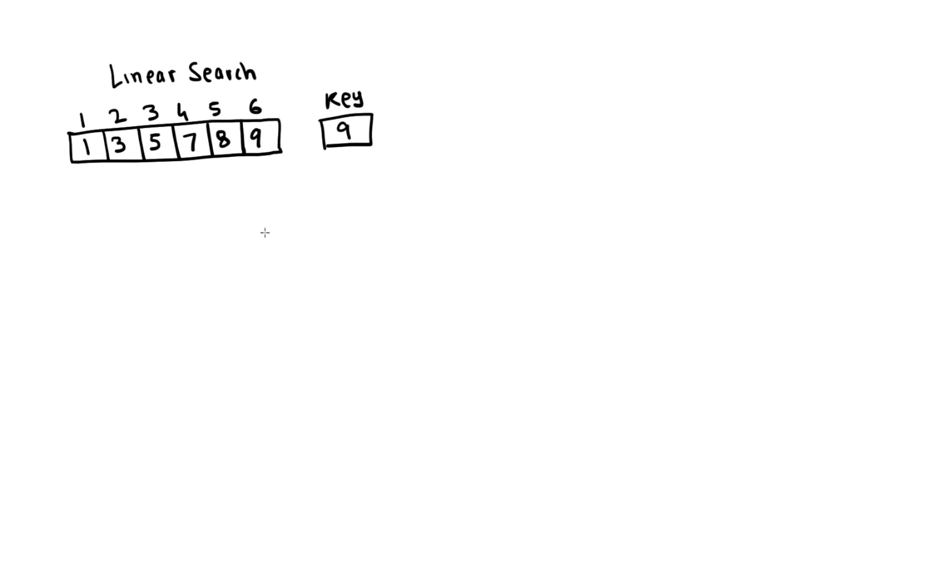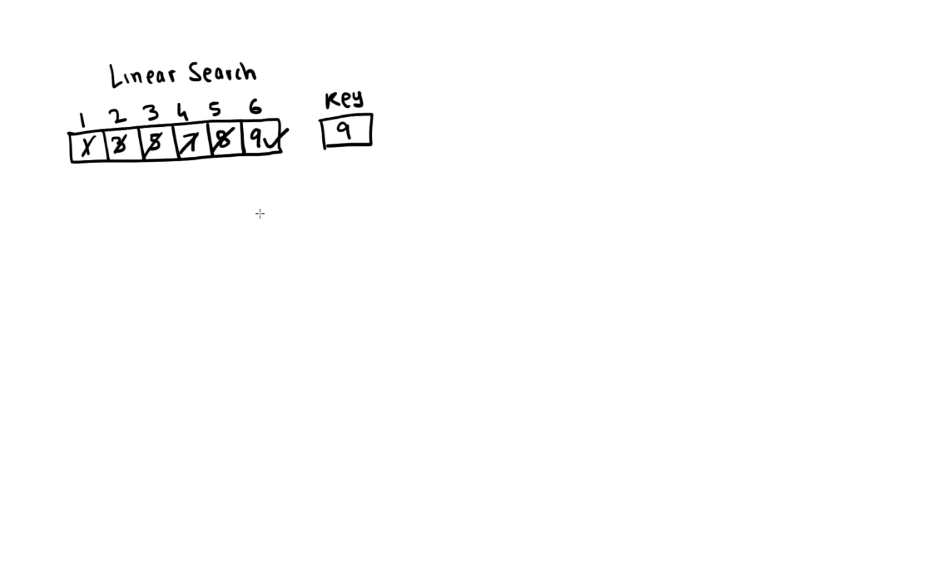Okay, so what we would do in a linear search is just compare 9 with every single element in the list and say, is 9 equal to 1? No. Is it equal to 3? No. 5? No. 7? No. 8? No. And 9? Yes. So that's how linear search works, and it's alright.